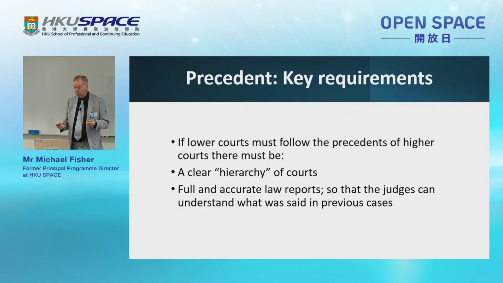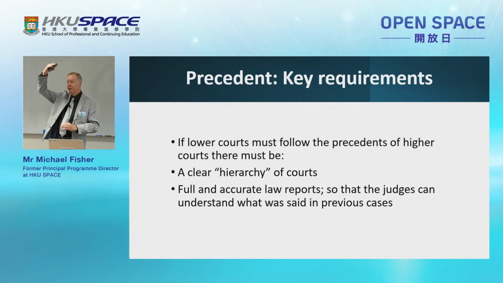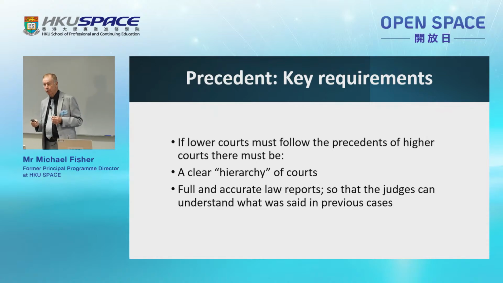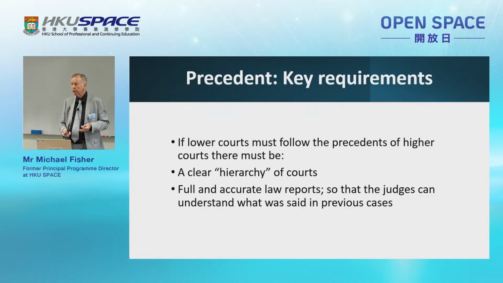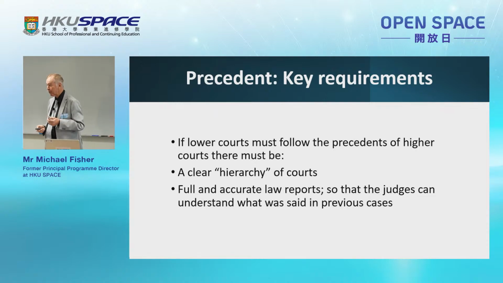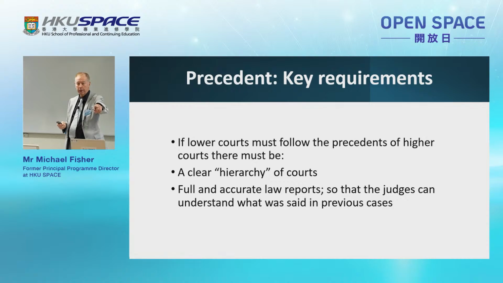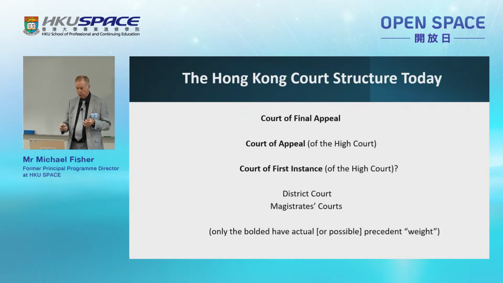So, the key requirements for precedent. If a lower court has to follow precedents of a higher court, there must be a clear hierarchy of the courts. They've got to be ranked so we know that this is lower than that. And secondly, there have to be full and accurate law reports so that the judge in the lower court can actually read what the higher court has said. Of course, you'd say, well, that's obvious. But 100 years ago in England, we didn't have official reports. You would sit in the courtroom and make a report, and someone else would make a report. They might not even be the same. And so there was confusion in the law. But today, we have full and accurate law reports and a hierarchy of the courts.